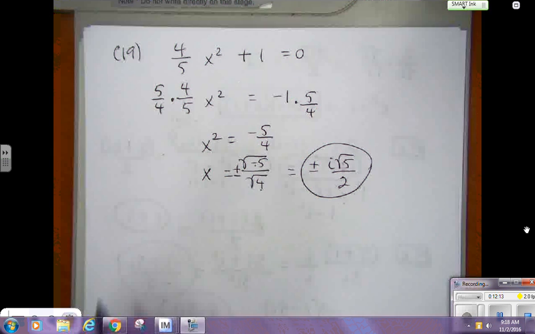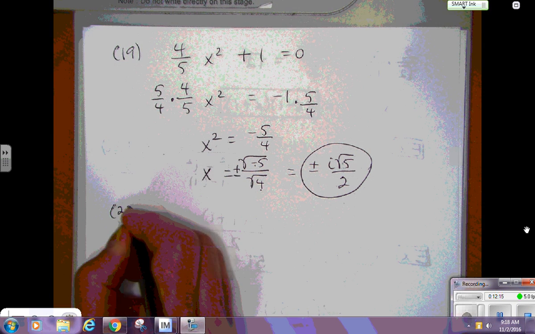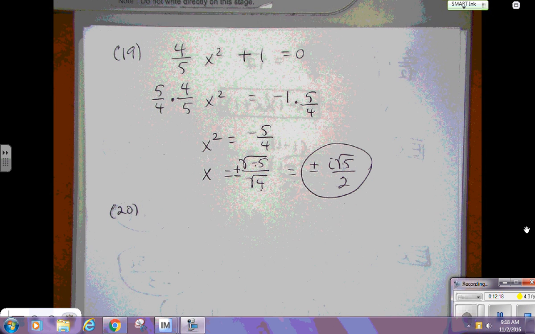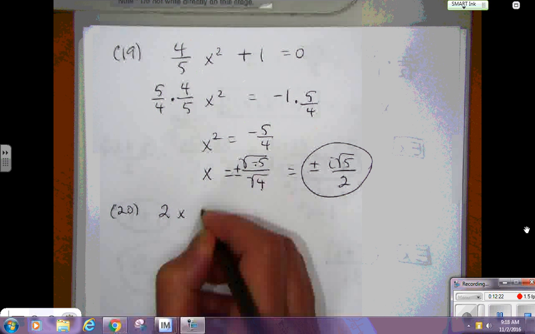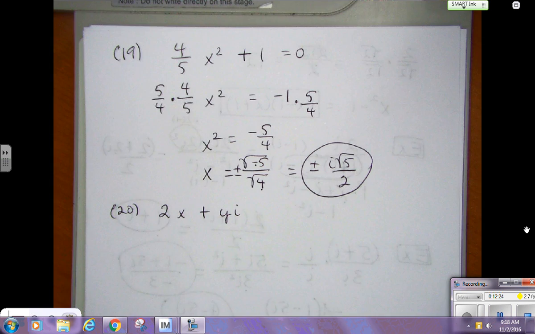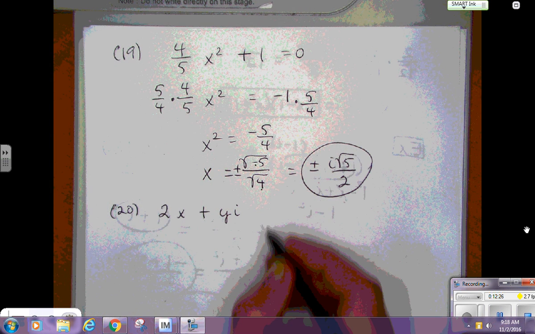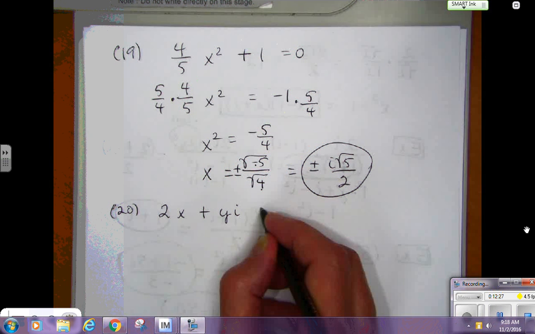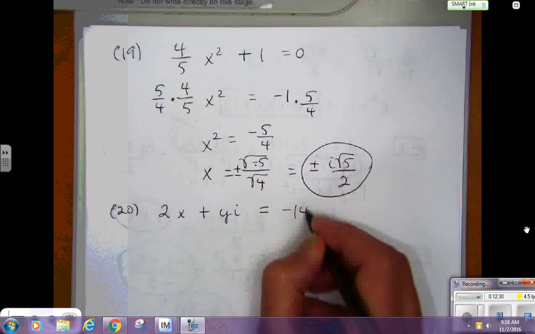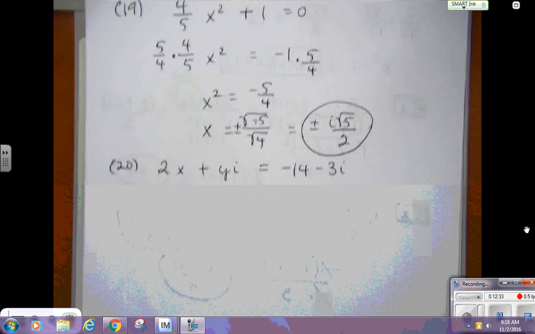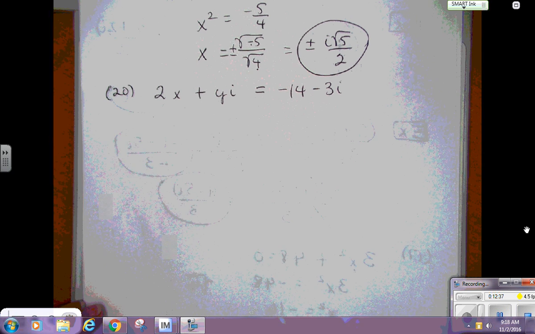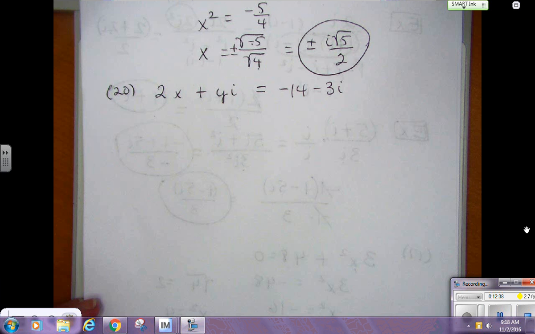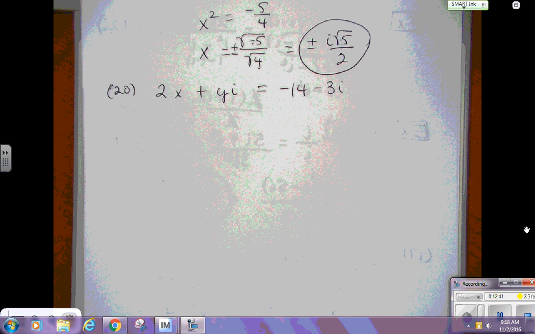Okay, let's look at number 20. Number 20 says if two complex numbers are equal, so I have 2x plus yi, that's one complex number, and it's equal to negative 14 minus 3i, the other complex number. So if two complex numbers are equal, then the real number parts are equal, and the imaginary parts are equal. Find a value for x and y that will make the statement true.